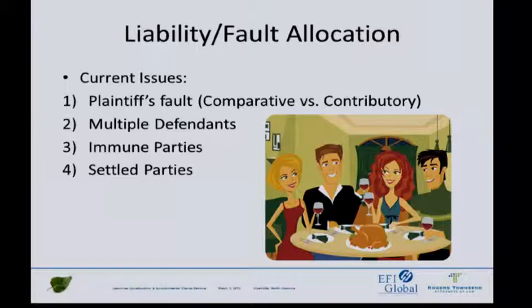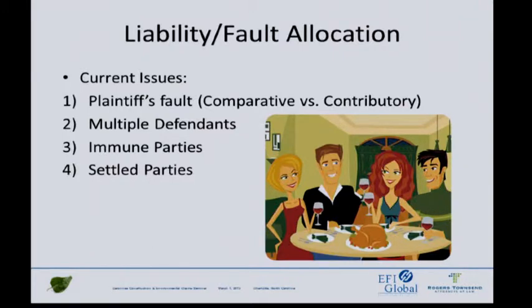And when you have multiple entities, there's a couple of things you need to deal with. First of all, in any case, if there's only one defendant or one entity, you're dealing with what's the plaintiff's fault. How does that come into play with what the plaintiff could potentially recover? It depends upon what state you're in, whether you're a comparative fault state or a contributory negligence state. And we're talking about tort claims here, allocation of fault in tort claims.